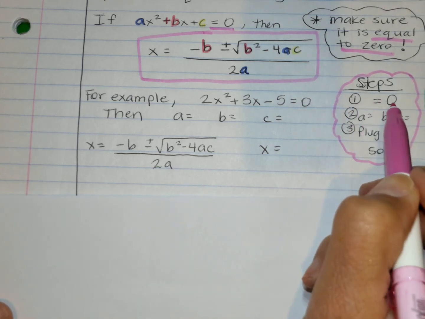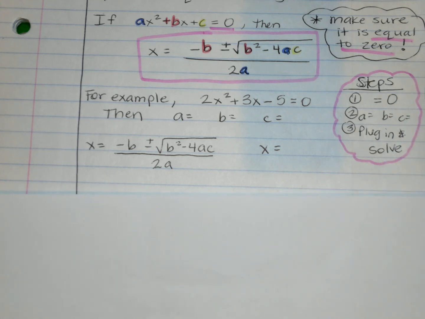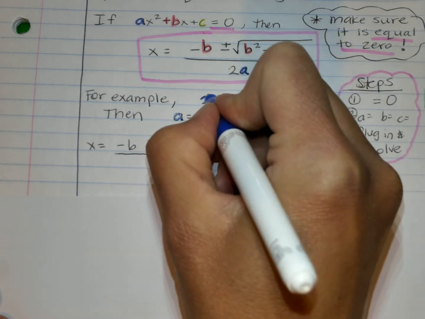Again, set it equal to 0. This one is. Find your A, B, and C. Let's do that right now. I'm going to try to match the same colors from above. So my A value, I did blue. So I'm going to do A is 2.